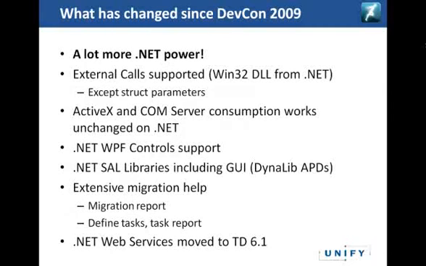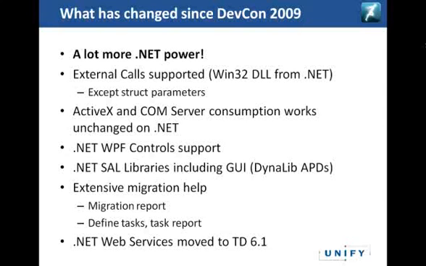This one is important. If you were at last year's conference and not at this year's, this is what has changed since a year ago. You basically get a lot more .NET power. Last year we said we won't support external calls. Now we do support them with a few restrictions, for example, on structures in the parameters.